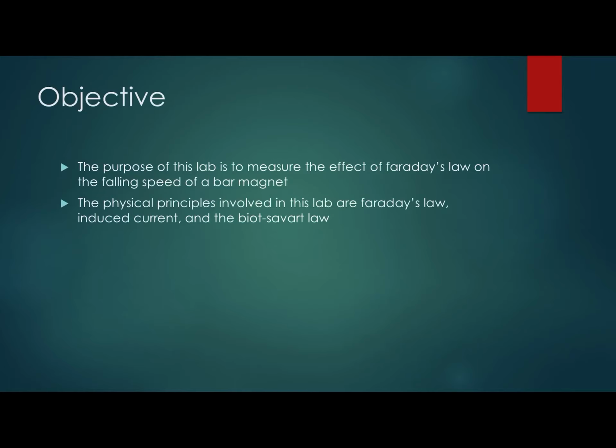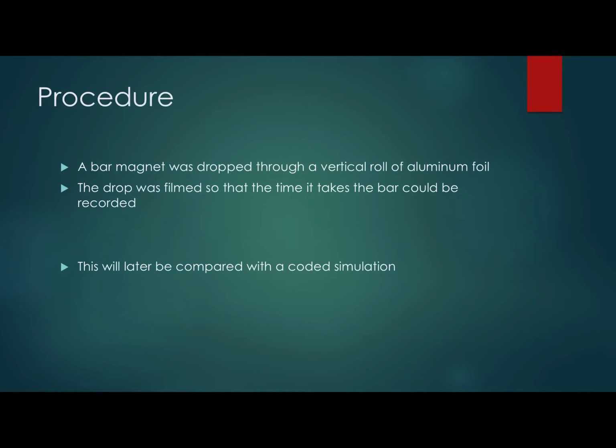The purpose of this lab is to measure the effect of Faraday's law on the falling speed of a bar magnet and compare it to a computational model. Physical principles involved in this lab are Faraday's law, induced current, and the Biot-Savart law.